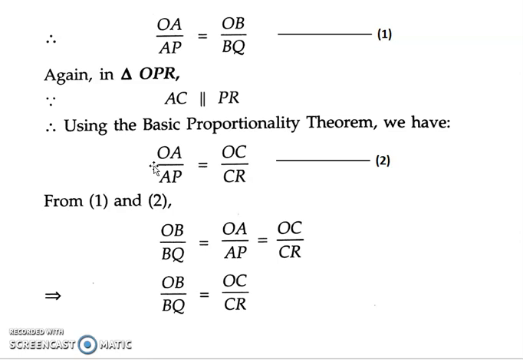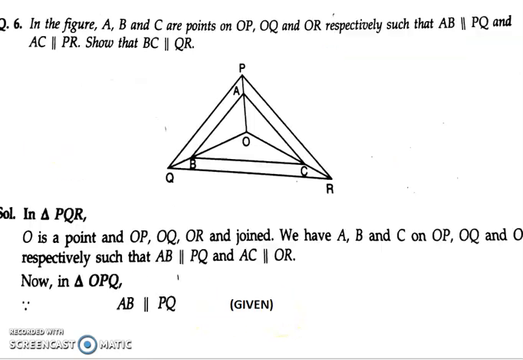Then equate 1 and 2. When you equate 1 and 2, you will get OB by BQ is equal to OC by CR. That is, I have got OB by OQ is equal to OC by OR. This is what I have got. OB by BQ is equal to OC by CR. So, therefore, BC must be parallel to QR. This is by the converse of BPT.